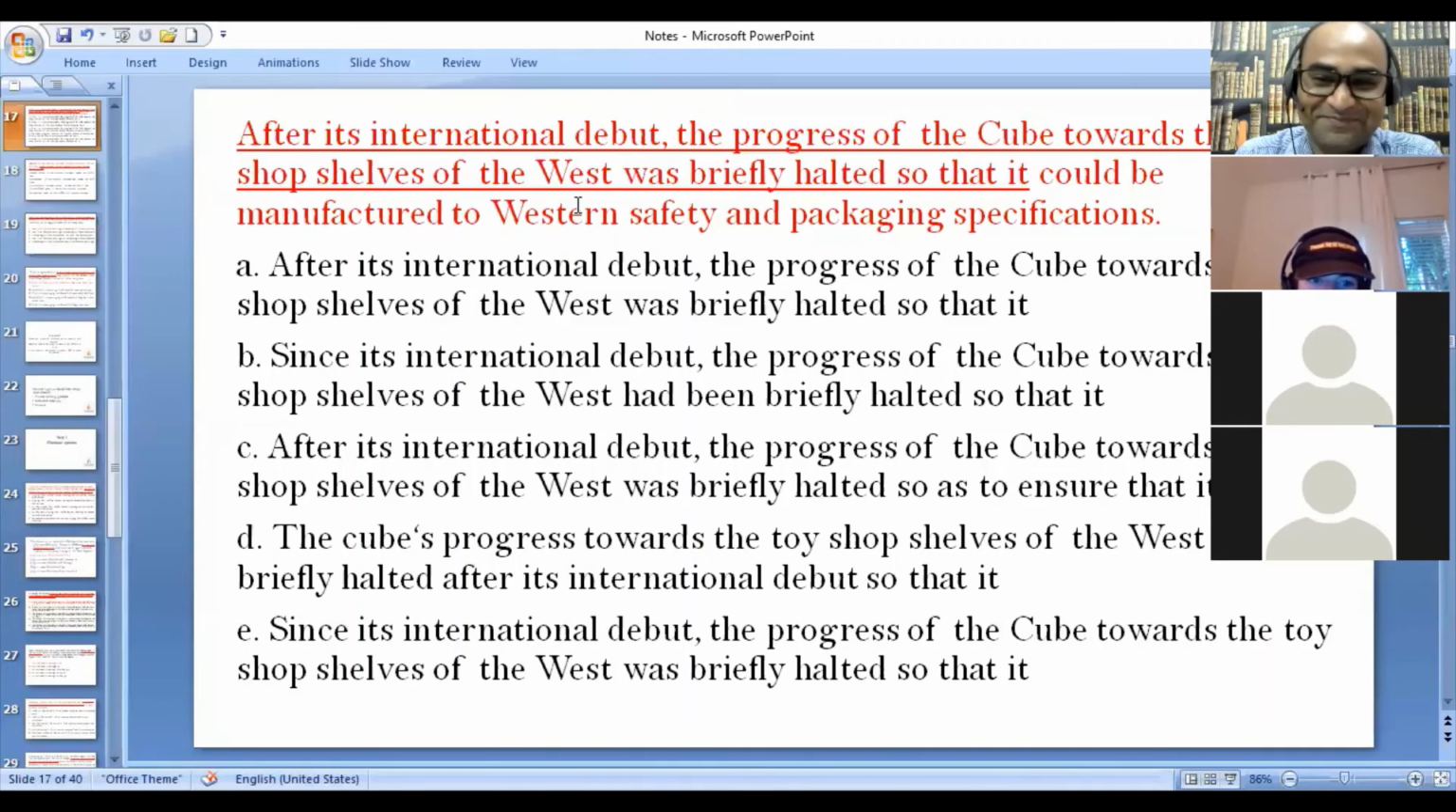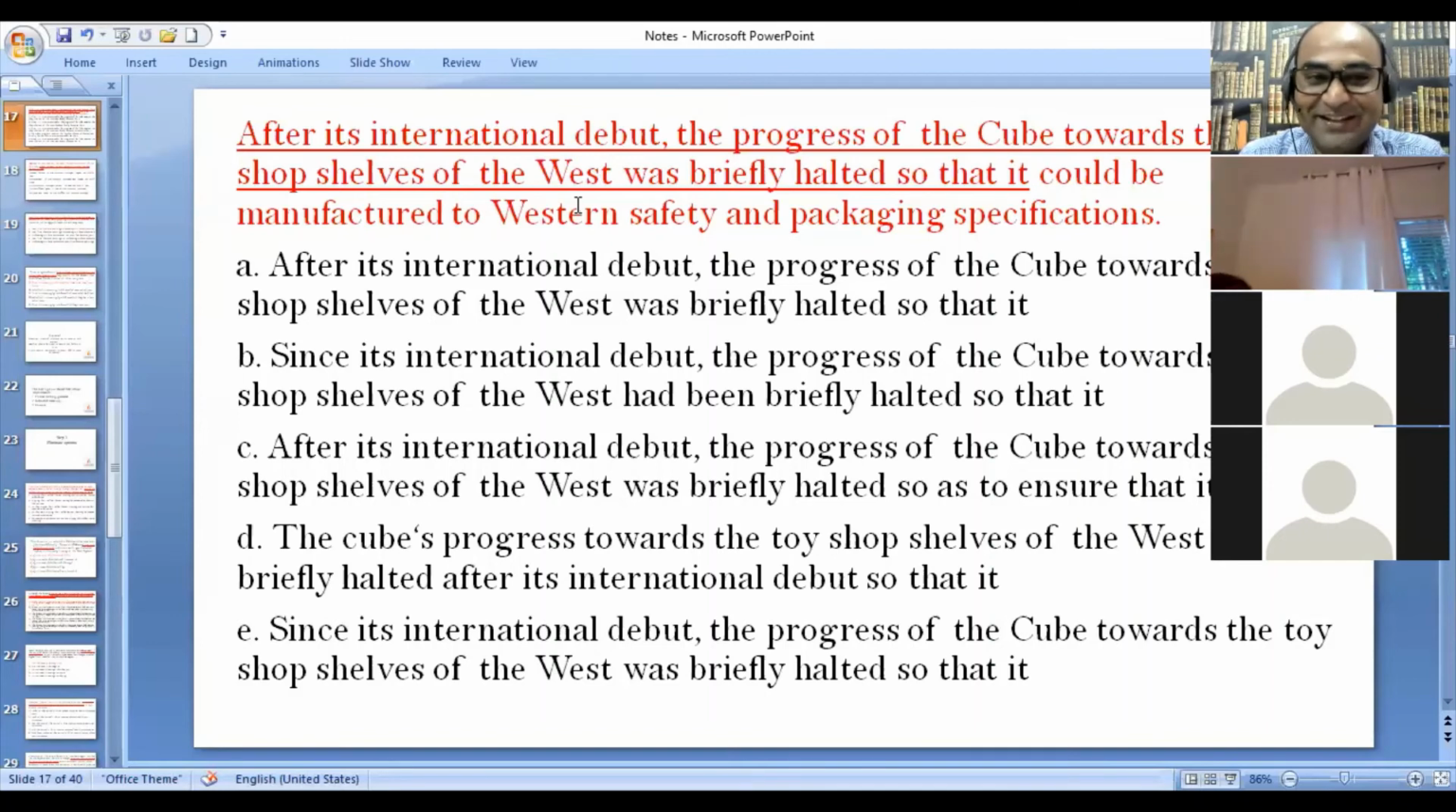Okay, so what I find is you need some clue, once again. Did you get why D is the answer? A and C will be eliminated because after its international debut, the cube had the international debut, right? So A and C are automatically eliminated, and D as well. So between D and E, a little bit of change.